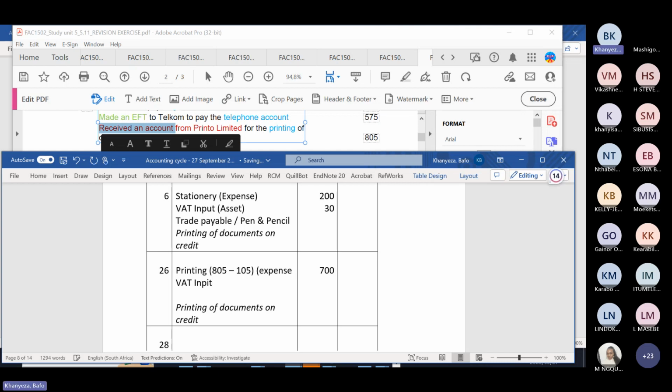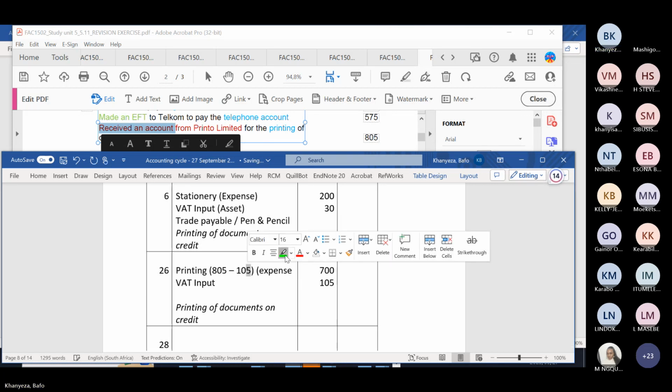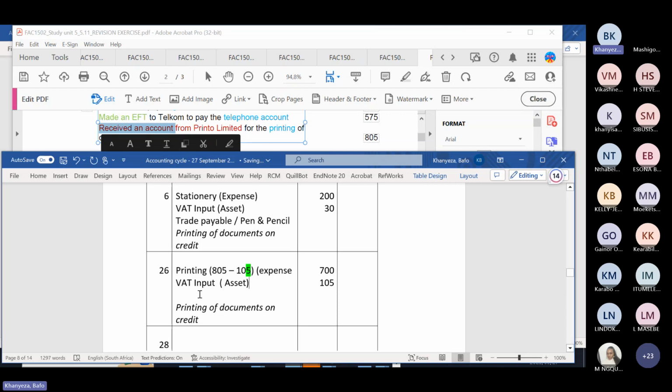We are about to finish now, because we are left with two transactions or so. If you've got questions, you must put them, and then we will close and continue next week on Tuesday, but I'll post the details. You can be posting your questions. This input VAT is an asset. It's good for your own understanding, so that you know what is what.